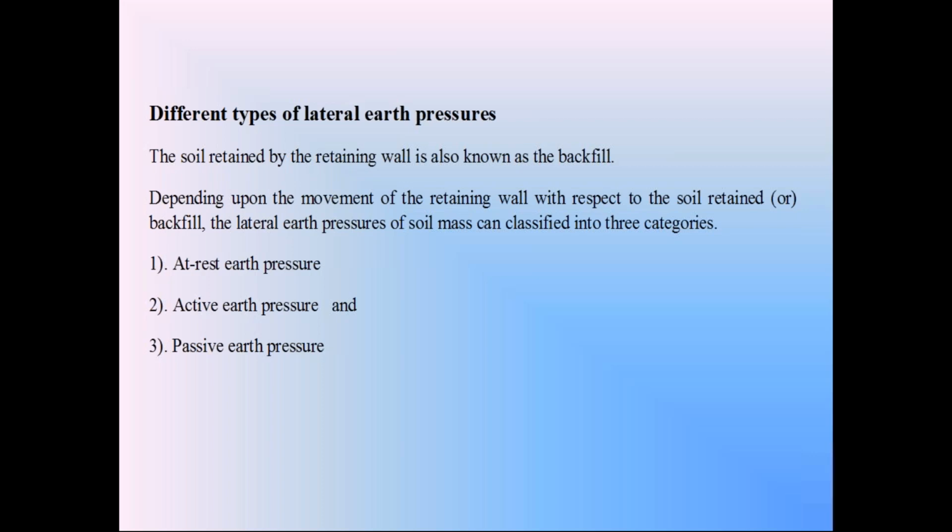Sometimes the retaining wall is moving away from the backfill. That is called active condition. Sometimes the retaining wall is moving towards the backfill. That is called the passive condition. Depending on these three conditions of retaining wall, what are those three conditions? One is the rest condition. Next one is the active condition. Third one is the passive condition.